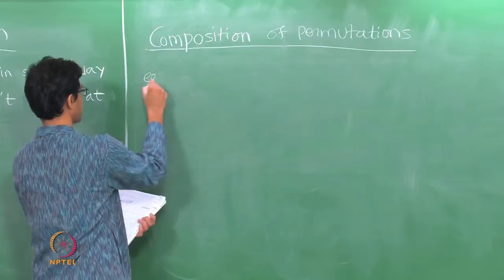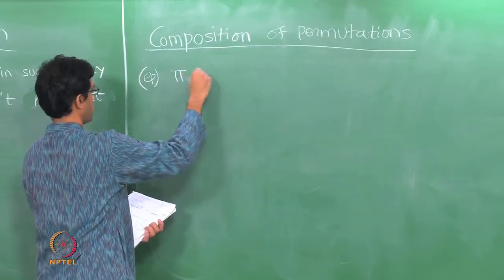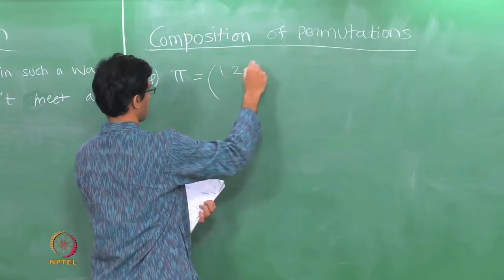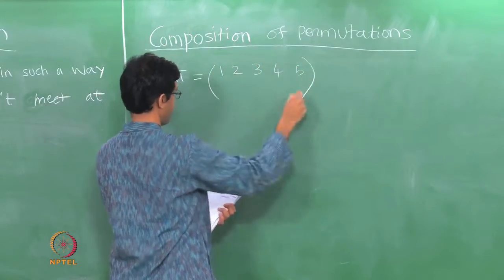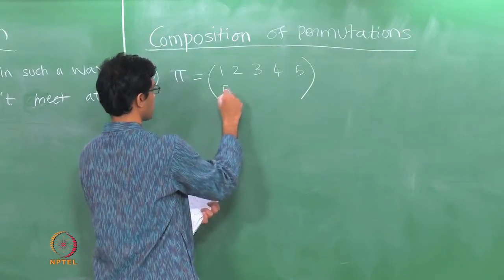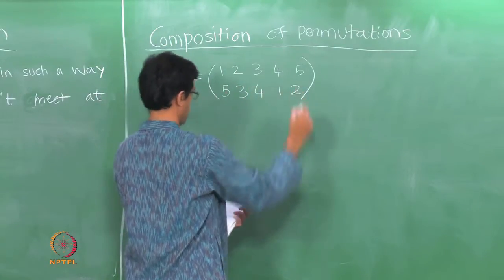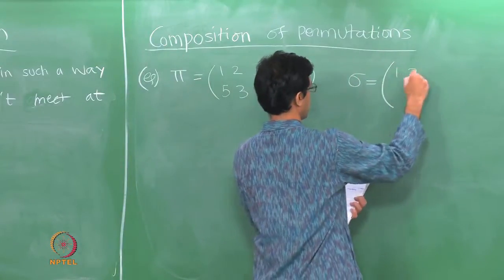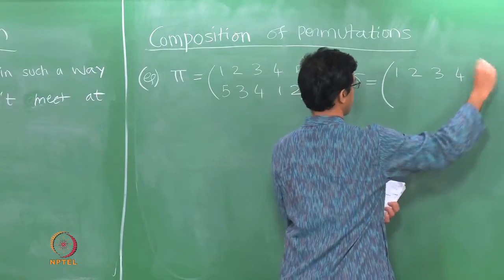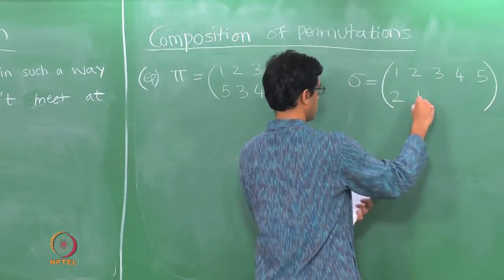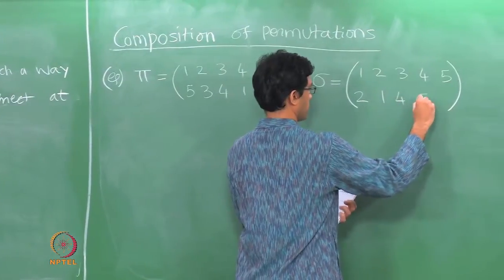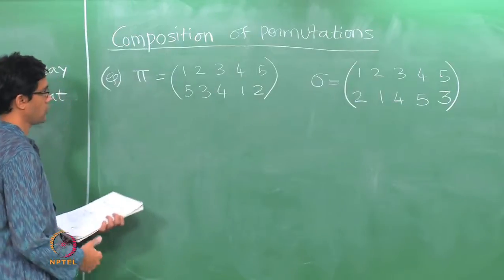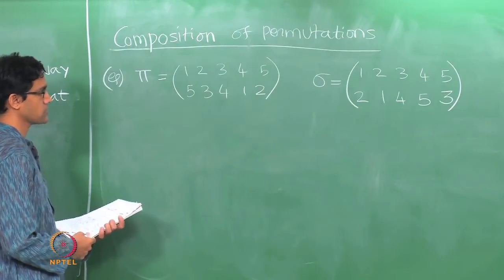Suppose I have 2 permutations, pi is say again I write in 2 line notation, it is 1 2 3 4 5 mapped to 5 3 4 1 2, and I have another permutation called sigma, which is again the numbers 1 2 3 4 and 5 mapped to 2 1 4 5 3. Okay. So these are my 2 permutations pi and sigma.